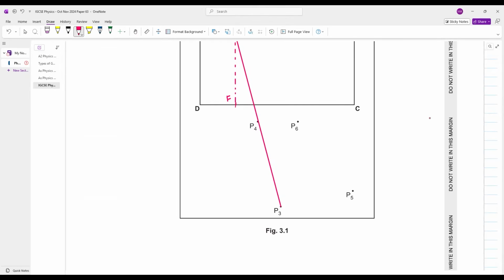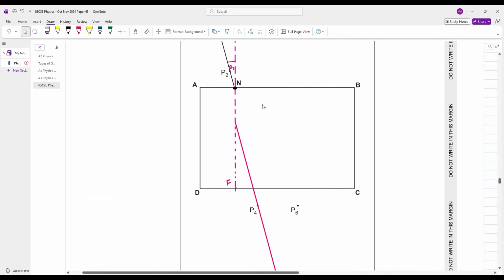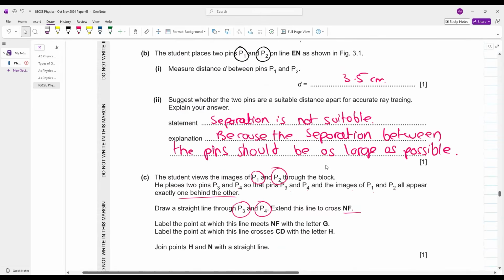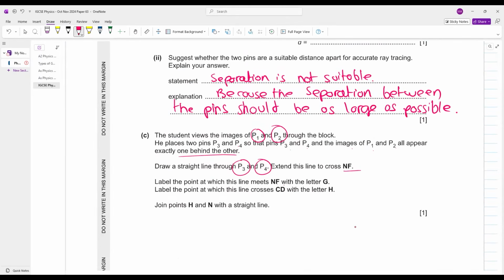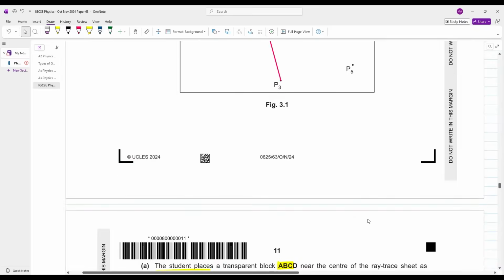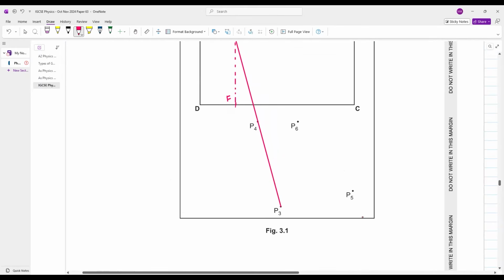Let's extend the line. Yes, I have extended the line to meet NF. This is like a cooking recipe. I have no idea what the examiner is trying to do, but we are just following him. Okay, extend this line to meet NF. Label the point at which this line meets NF with letter G. So we have labelled it with capital G. Perfect. What else is the examiner saying? Label the point at which the line crosses CD with letter H. So we have labelled it H. Perfect.